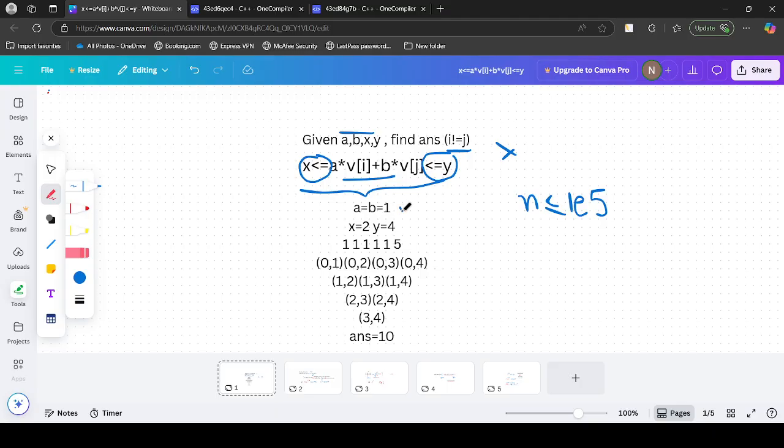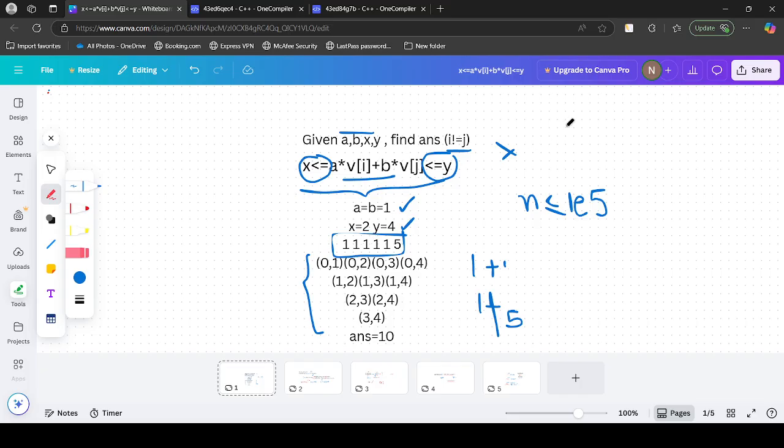So for example, if a is equal to b is equal to 1, x is equal to 2 and y is equal to 4, and the given array is this, the first 5 values are 1 and the last value is 5. To find the number of pairs which satisfy the given condition, 1 plus 1 lies in the range and 1 plus 5 does not lie in the range. So all the pairs of 1s will be considered. So the answer will be 10.